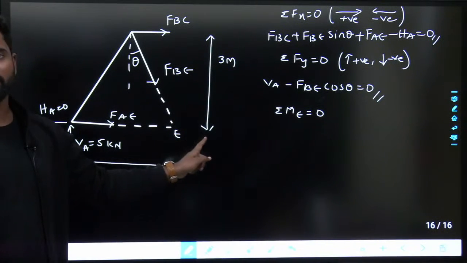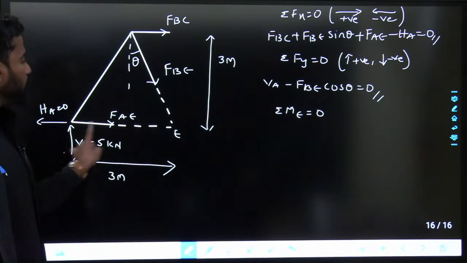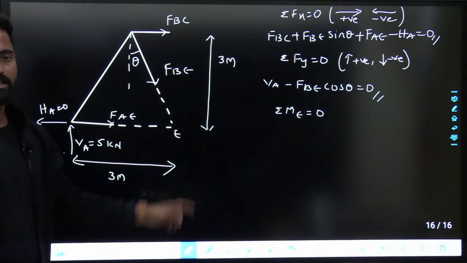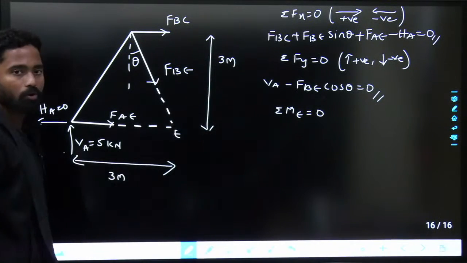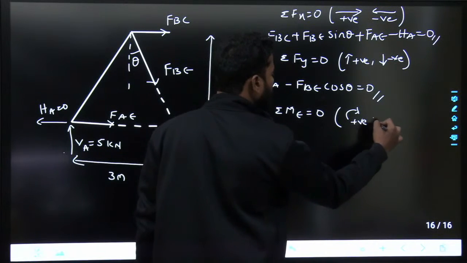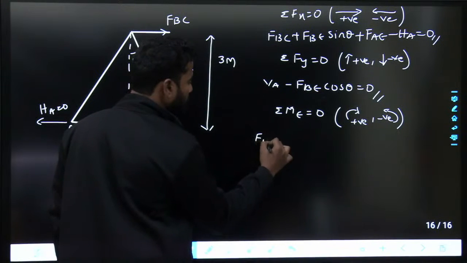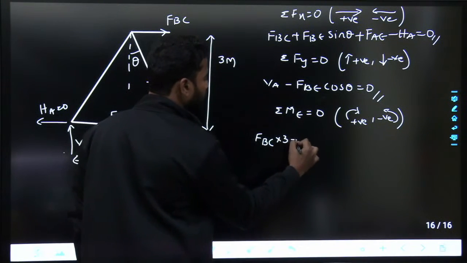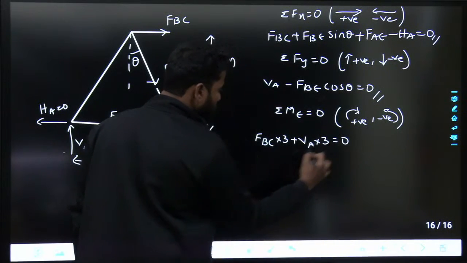HA is also passing through this, so moment due to that is also 0. There will be only moment due to VA and BC. So VA into 3 clockwise, FBC into 3 clockwise. I am taking clockwise positive, anti-clockwise negative. Fine. FBC multiplied with 3 plus VA into 3 equals to 0.